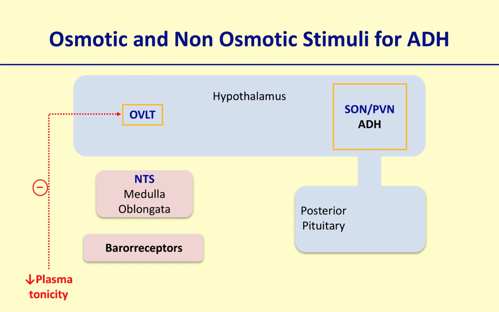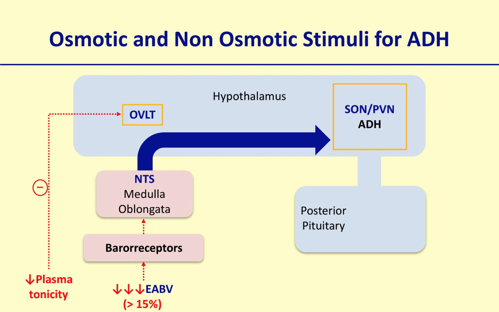Now, the non-osmotic stimulus for ADH happens when there is low effective arterial blood volume, which means that the effective blood volume is reduced by more than 15%. That's going to stimulate the baroreceptors, which will then send signals to the medulla oblongata, specifically a structure called NTS, or nucleus of the tractus solitarius, and from here there will be signaling into the ADH producing neurons in the hypothalamus, which will increase ADH production, and then ADH will travel down to the posterior pituitary, and be released into the circulation.